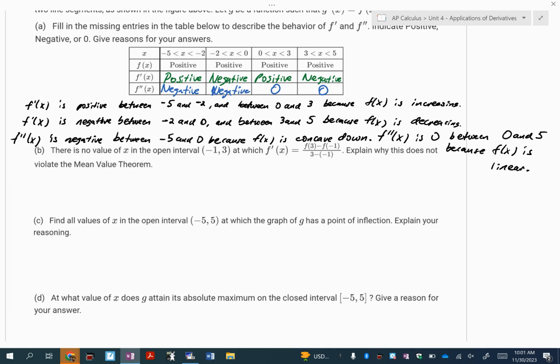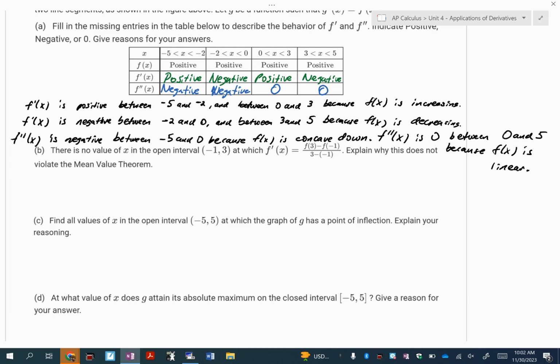Everybody good on A? Let's go to B. So B says there is no value for x in the open interval -1 to 3 at which f prime of x is equal to, that would be the slope of the secant line. Explain why this does not violate the mean value theorem.